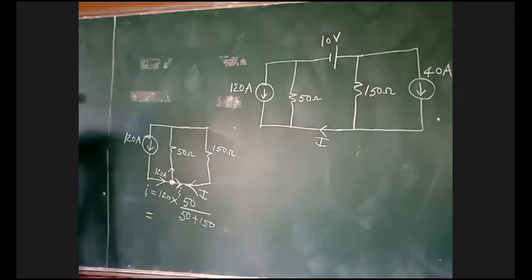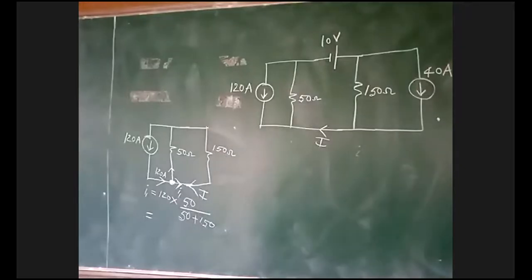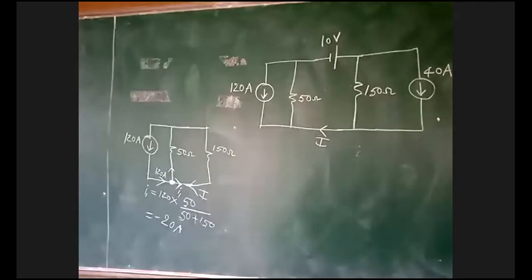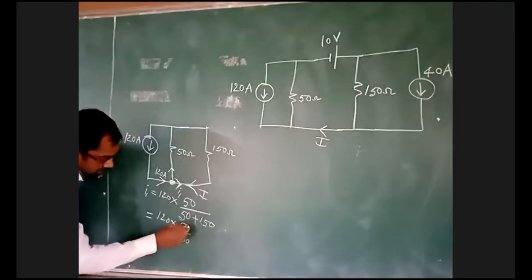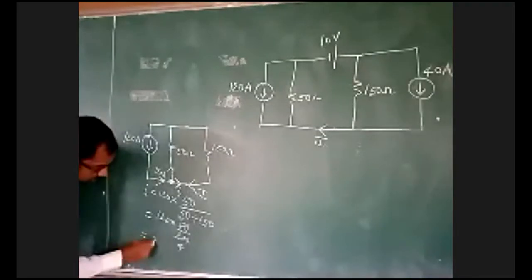How much do you get? 30 ampere. 120 times 50 divided by 200 is 30.